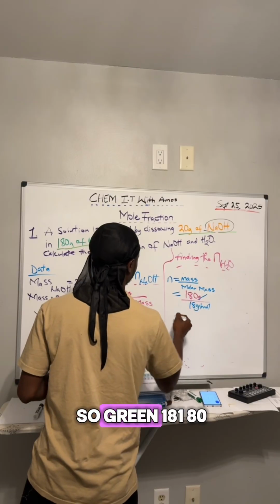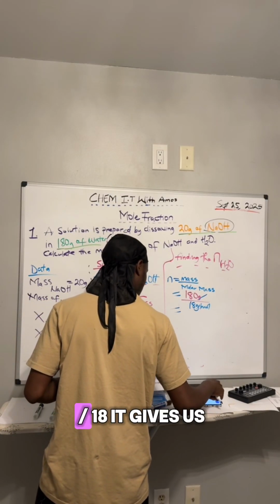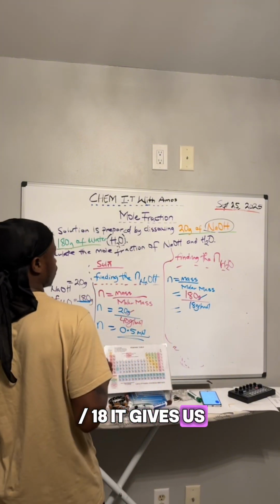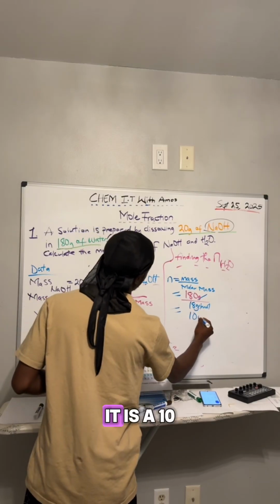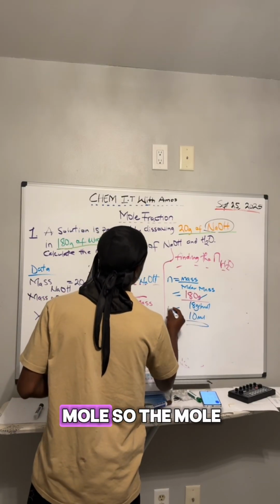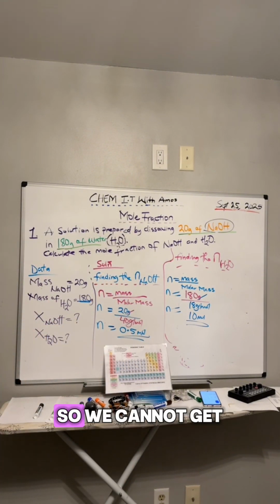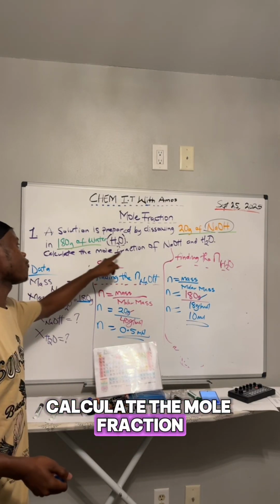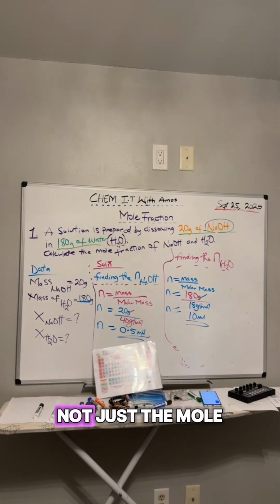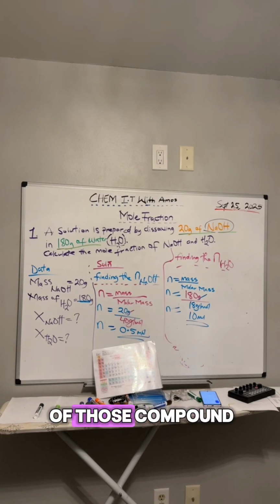So gram cancels gram. 180 divided by 18 gives us 10. What is the unit? It's mole. It gives us 10 mole, so the mole of water is 10. We have not yet got to the actual problem, because it says calculate the mole fraction of sodium hydroxide in water, not just the mole. We did this because before you get to mole fraction, you should first have the mole of each of those compounds.